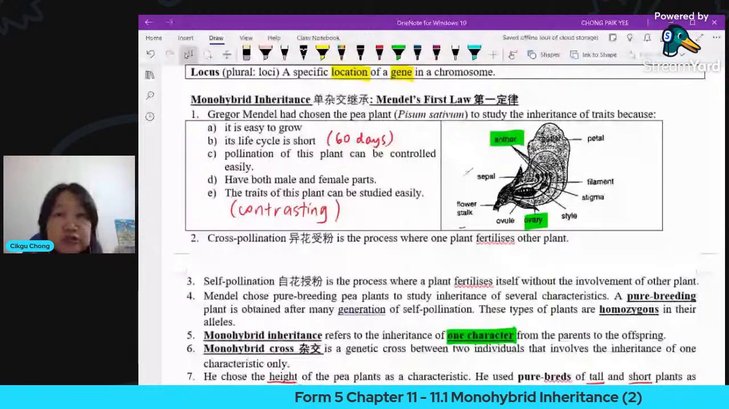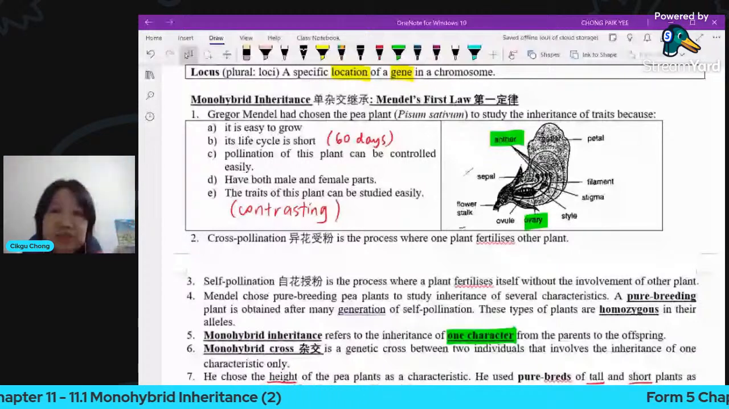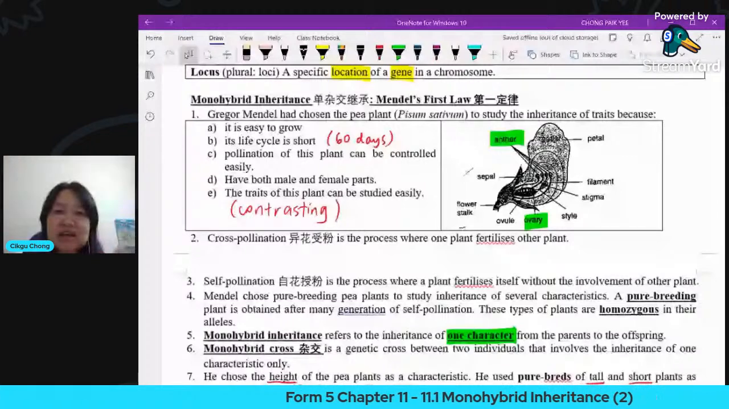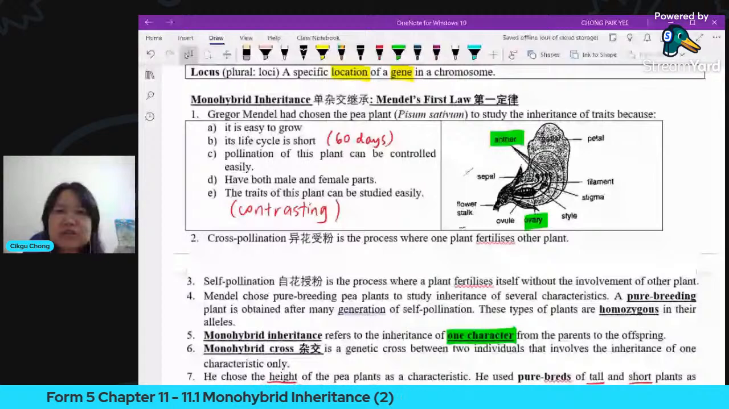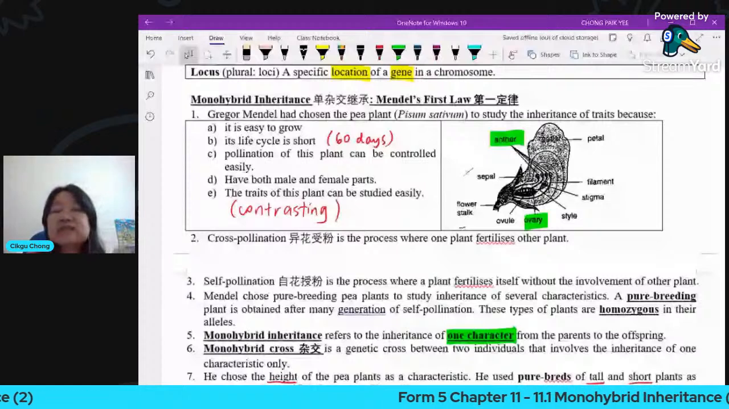You have to wait for a long time to see the inheritance in the next generation. That's why, I mean, you need at least 10 to 15 to 20 years to have the next generation. So it's too long, isn't it? And some animals are also difficult to handle. So using plants is easier to handle. The life cycle is so short that within 2 months you can have the next generation already. You can see the effect.